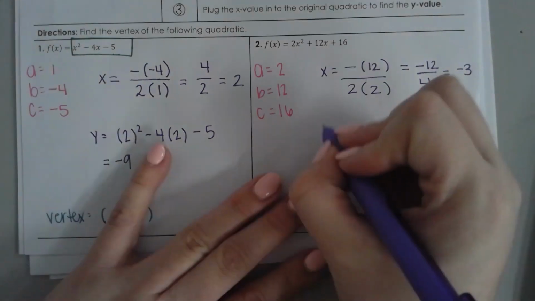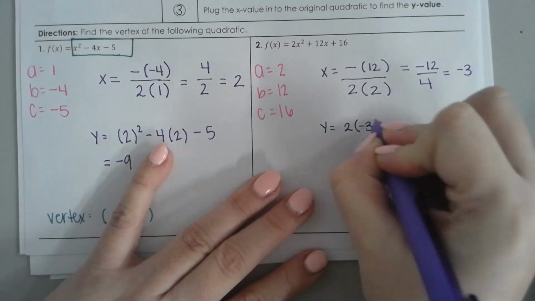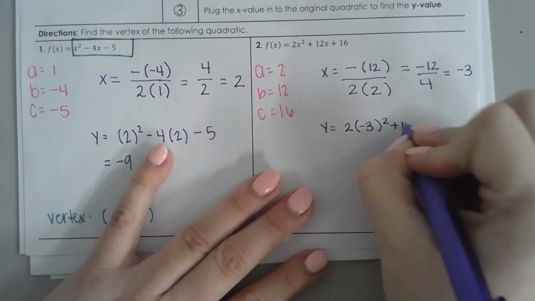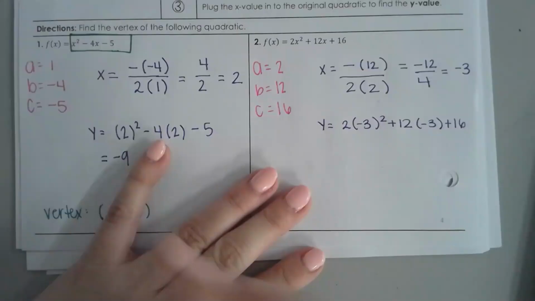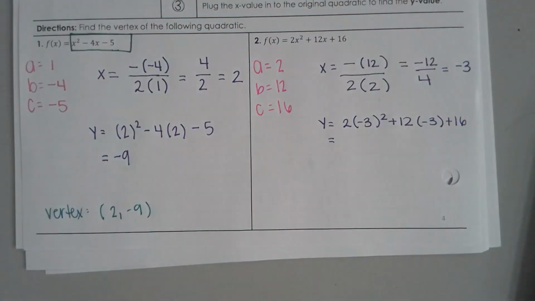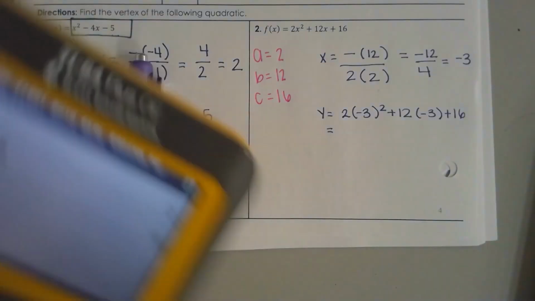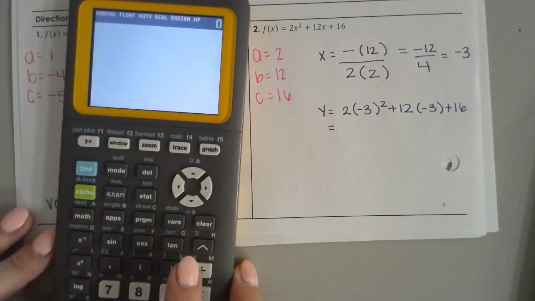And then the y value, I'm going to replace the x's with -3's. And yes, you can type it in just like this. Might be faster this time. But I'm going to try to get in the habit of using the store button so that I don't make those little mistakes.